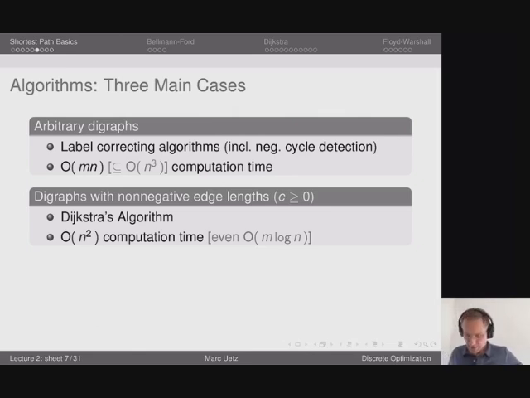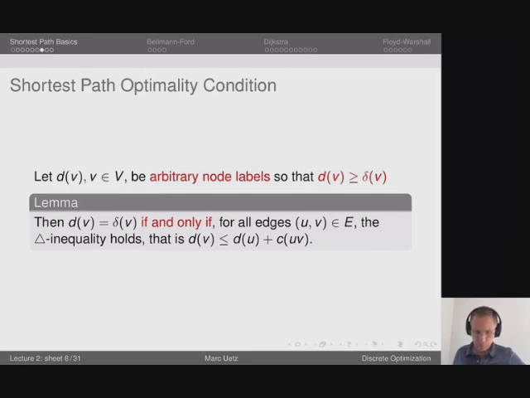I start looking at these algorithms, or the basic building brick of these algorithms, by the following observation. So we are going to work with node labels D in the course of all these algorithms. In the beginning, these values D are not yet shortest path lengths, but at the end, they will represent the true shortest path lengths.